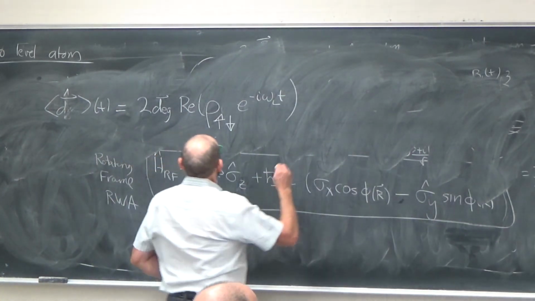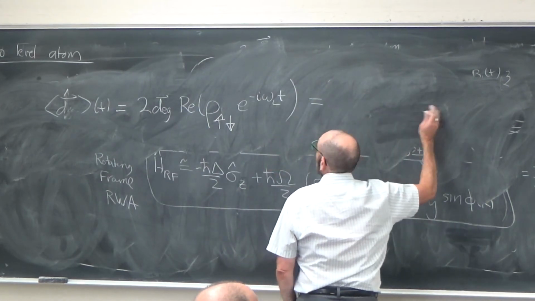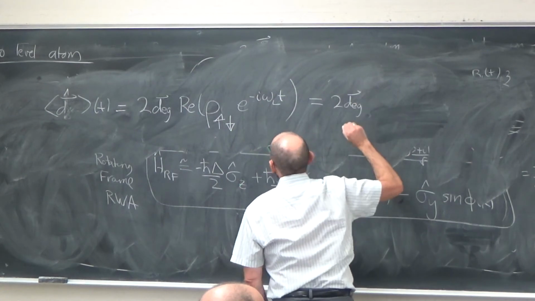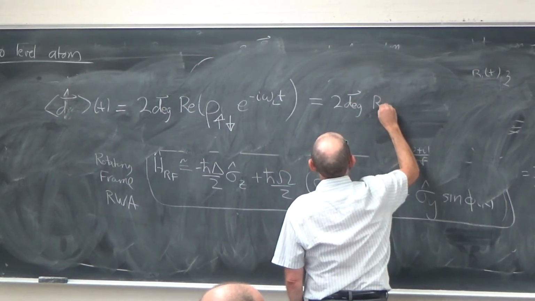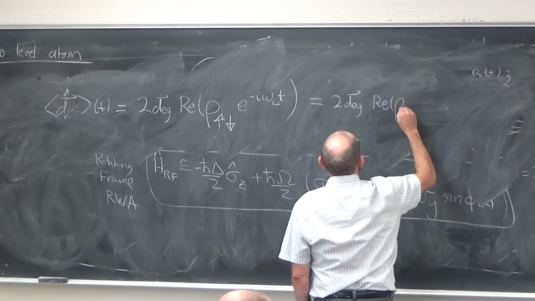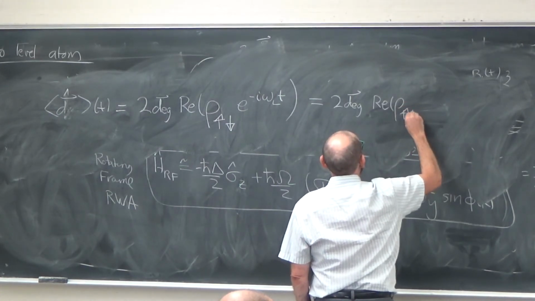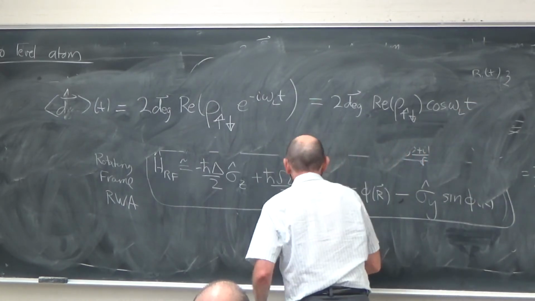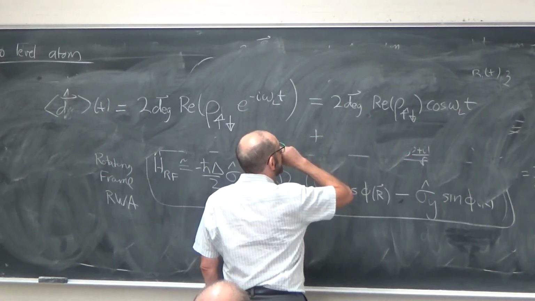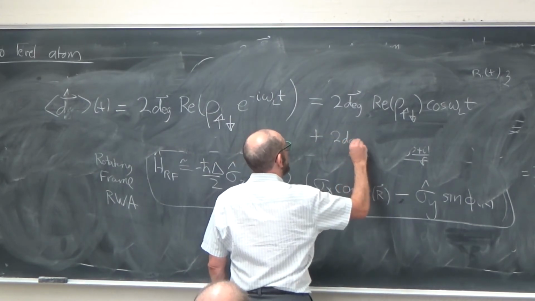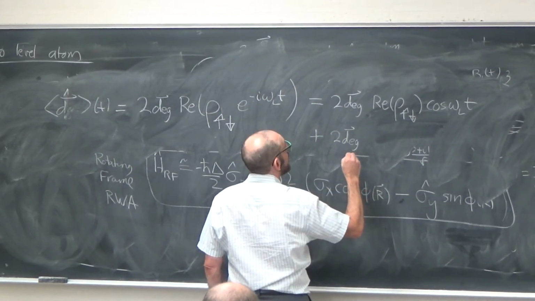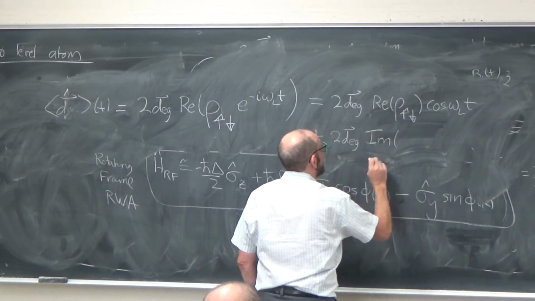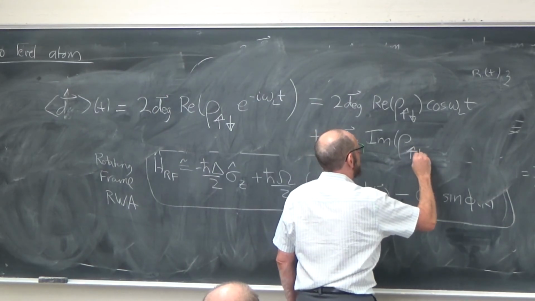Which is equal to twice d_eg, the real part of this, cosine omega_L t, plus twice d_eg times the imaginary part of rho, sine.